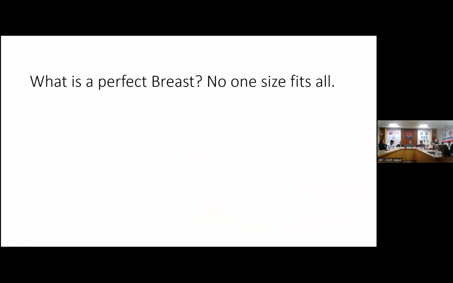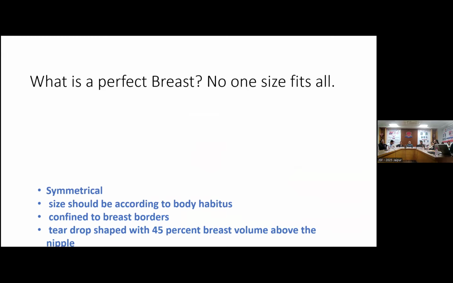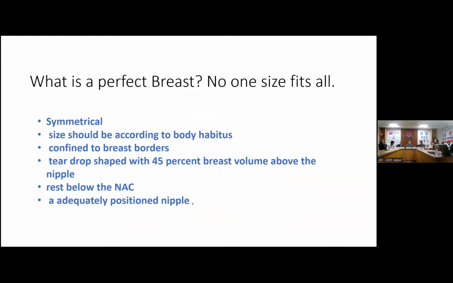So what is the perfect breast? No size fits all. It should be symmetrical. Size should be according to the body habitus. It should be confined within the breast borders, a teardrop shape with 45% breast volume above the nipple and 55% below the NAC. And the NAC should be adequately placed.